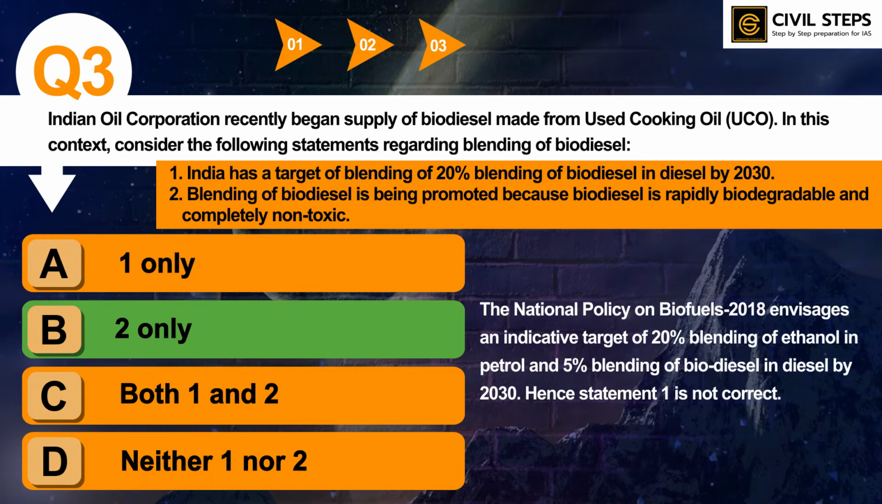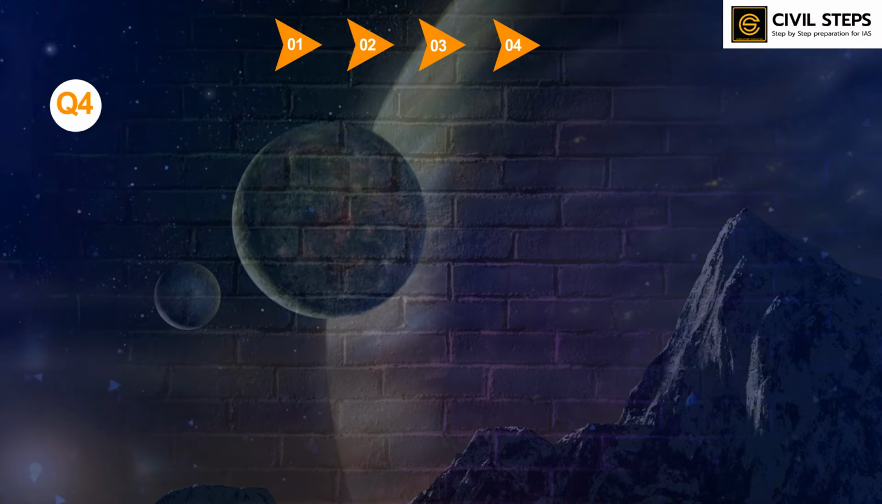So in this way you can prepare this topic, and in this question you can use elimination technique also, because in statement number 1 you must have read in the news that this statement is wrong. So that's why you can eliminate this, and the obvious answer is answer second, that is B, second only. So this was all about this question, and let us discuss question number 4.